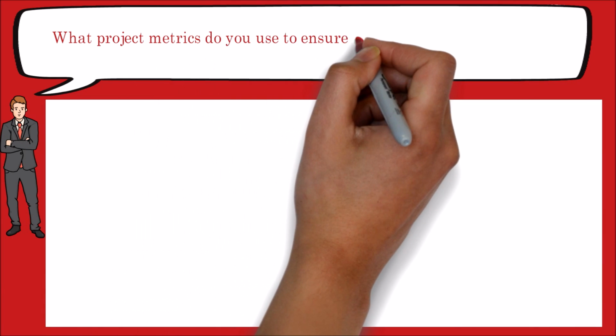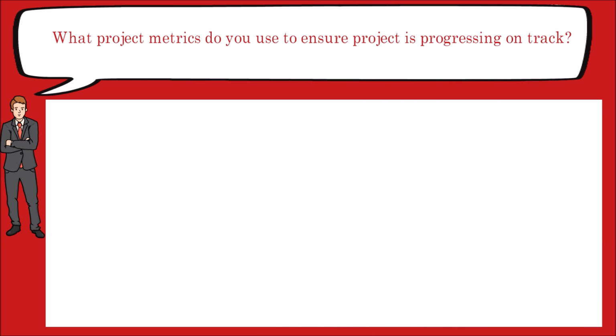Next question. What project metrics do you use to ensure the project is progressing on track? This question can help to gauge how the project manager approaches managing a team and handles various time and budgetary concerns. Project management metrics enable project managers to assess the status of an ongoing project in terms of schedule, cost, and profitability. Foresee any potential risks. Nail down the problems much before they become severe.